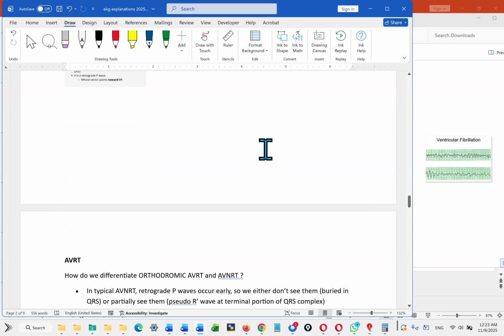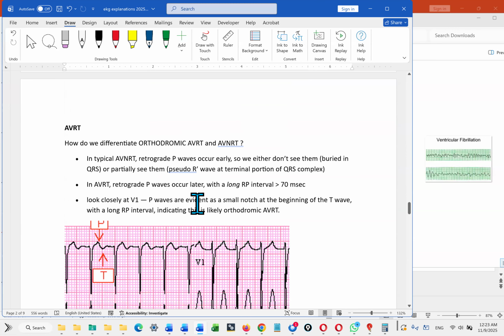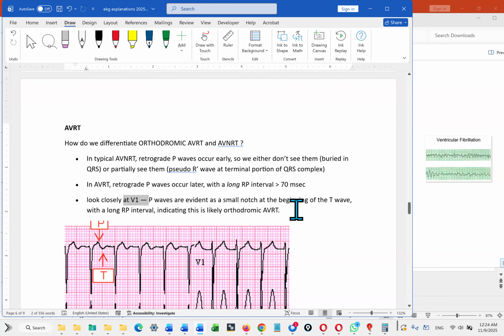Okay, but if it is AVRT, that fake P wave or the retrograde P wave occurs much later. So it does not appear right after a QRS. It will appear sometime during the T wave. So here it says RP interval greater than 70 milliseconds. But the practical way to remember is this: the retrograde P wave in AVRT appears much later, sometime during the T wave. And that's how we can tell. The best way to check that is V1. So the P wave is seen as a small notch at the beginning of the T wave, indicating that it's likely to be orthodromic AVRT.